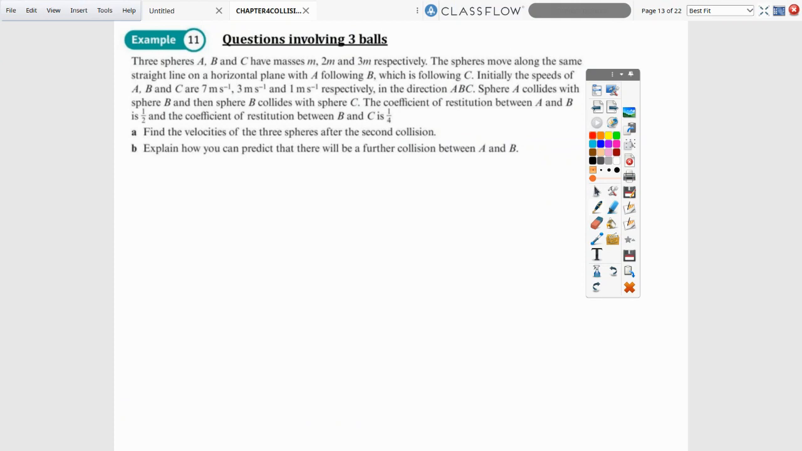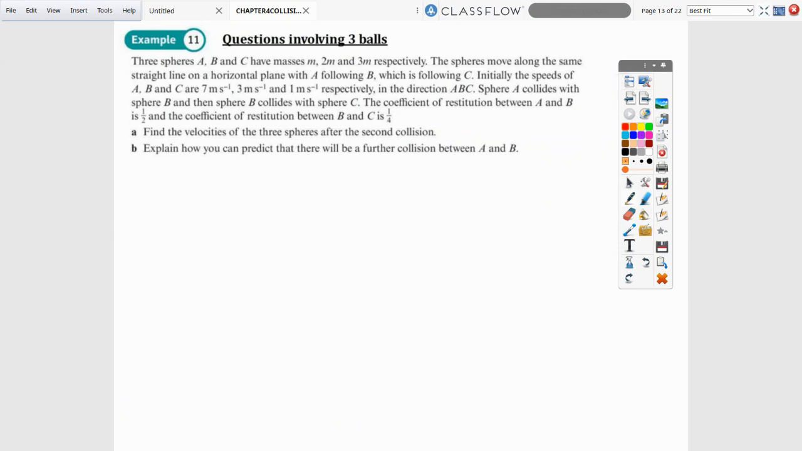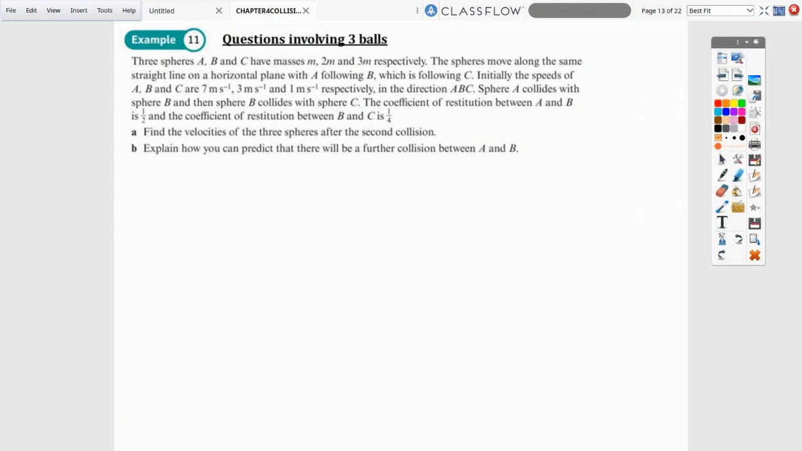Okay, so we're going to continue with example 11. We'll look at questions now where we're dealing with just three balls. Three spheres A, B, and C have masses m, 2m, and 3m respectively. The spheres move along the same straight line on a horizontal plane with A following B, which is following C. Initially, the speeds of A, B, and C are 7 meters per second, 3 meters per second, and 1 meter per second respectively in the direction A to B to C.